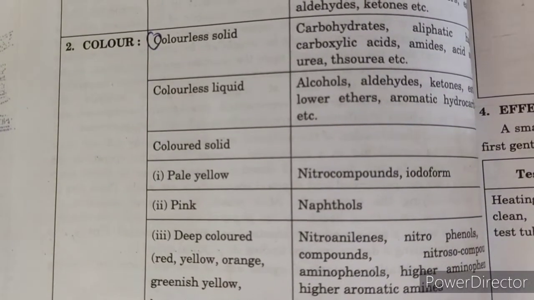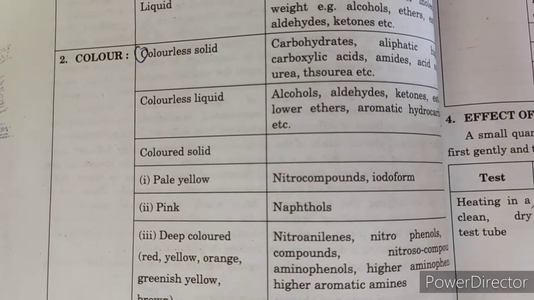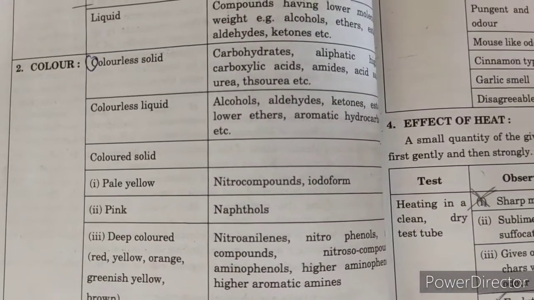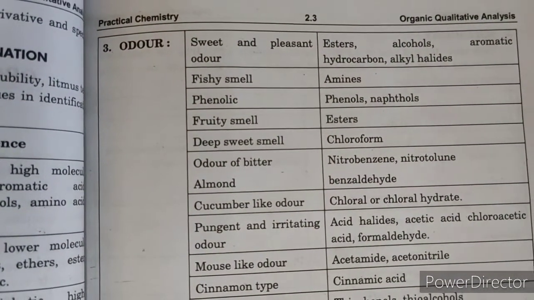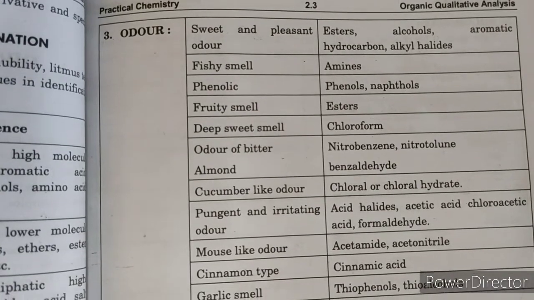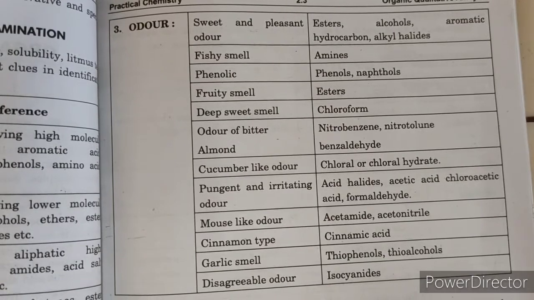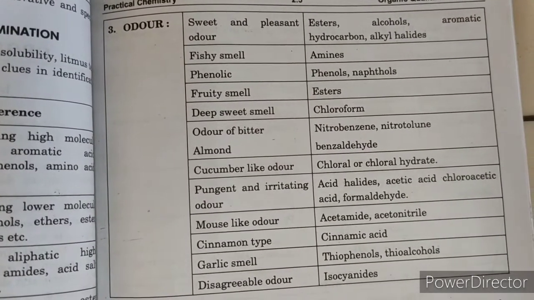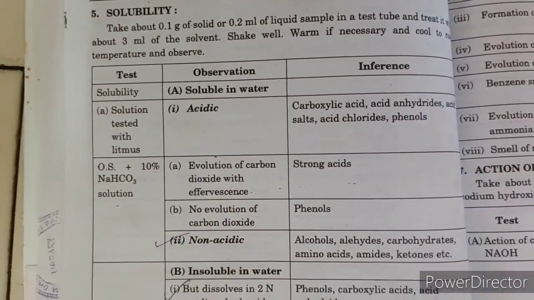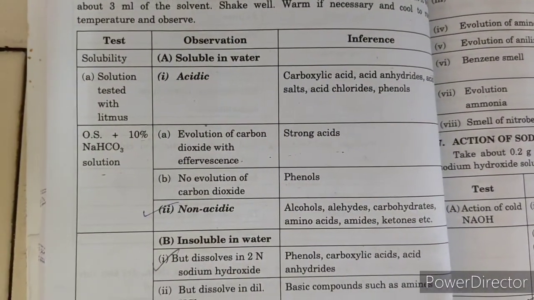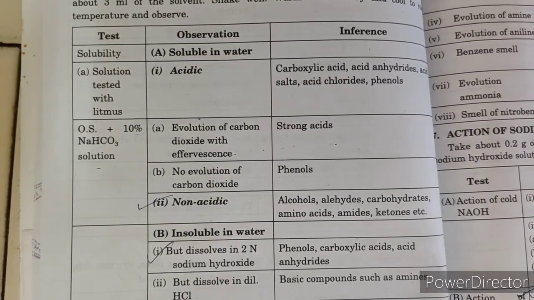If we look at the color, it is a colorless liquid. So again alcohol, aldehyde, ketones or lower ethers, aromatic aldehydes, hydrocarbons etc. may be present. In case of the fragrance, it is sweet and pleasant. So ester, alcohols, aromatic hydrocarbons, alkyl halides may be present. The next test which we are going to perform is solubility. The effect of heat test is not applicable in case of a liquid sample.